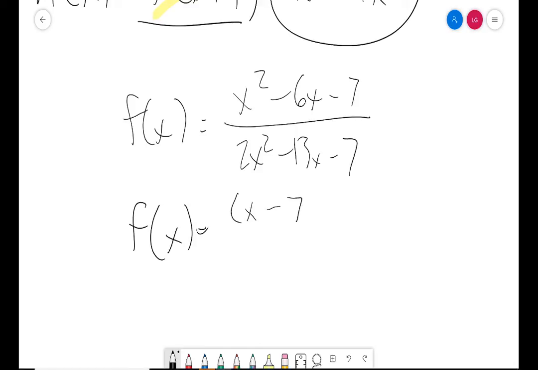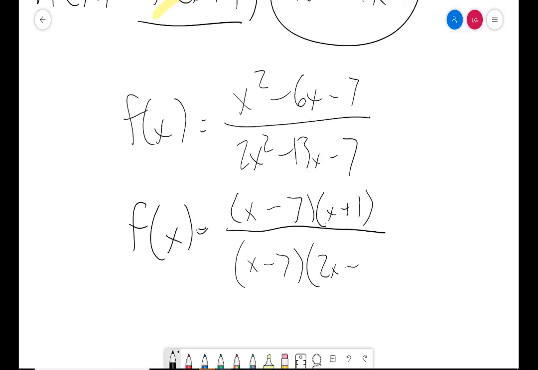I'm looking at x minus 7, x plus 1. Let me try to factor the bottom. I think that I'm looking at x minus 7, 2x plus 1. Now I'm going to do this in my head and make sure that I check. 2x squared minus 14x plus x, which would be minus 13x, minus 7. That looks good. That looks good.